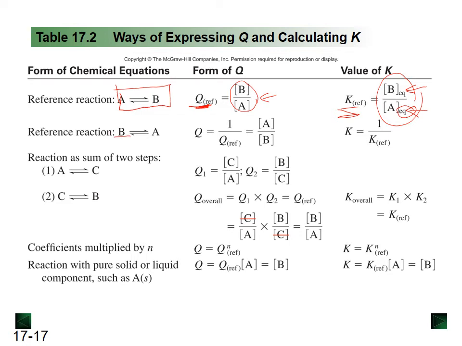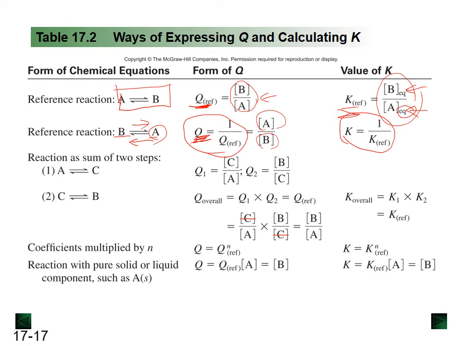For B goes to A, the forward reaction quotient is product A divided by B. Okay, so this is the product divided by reactant B. Now the reverse reaction will be B divided by A. So the relation for forward and reverse reaction quotient is inverse. Similarly, the equilibrium constant between the forward and the reverse is also inverse.